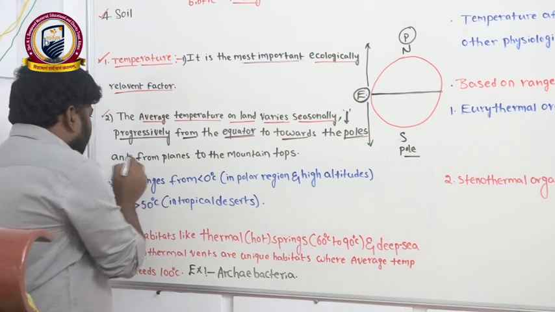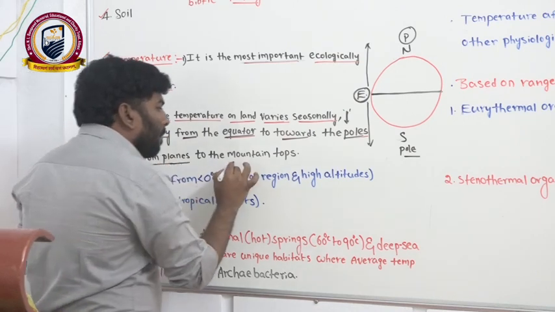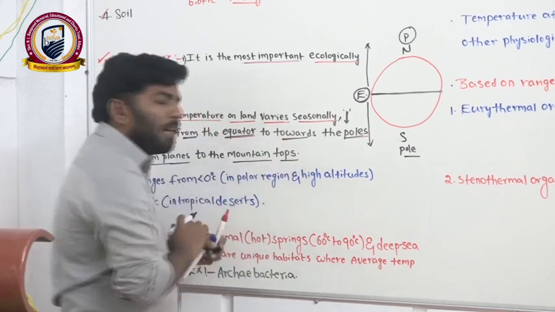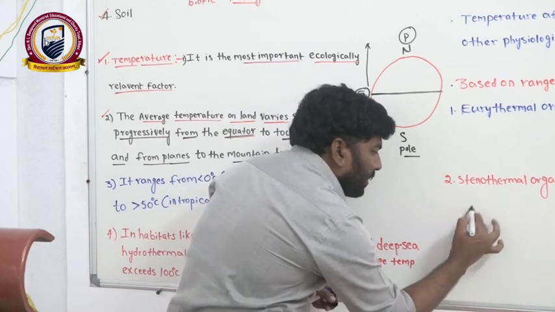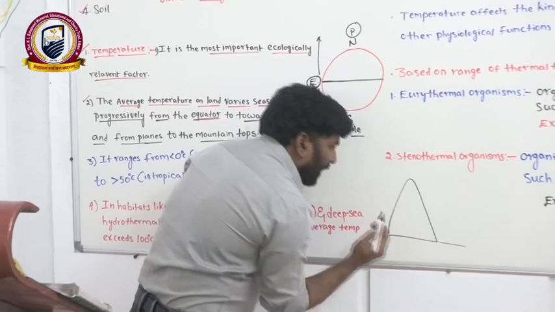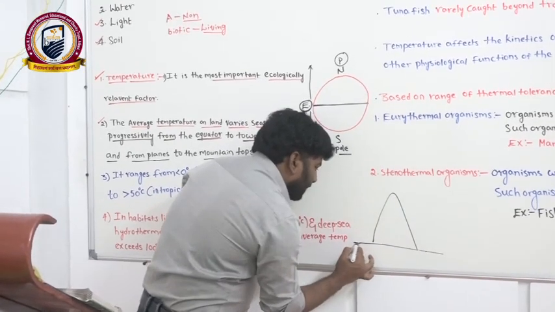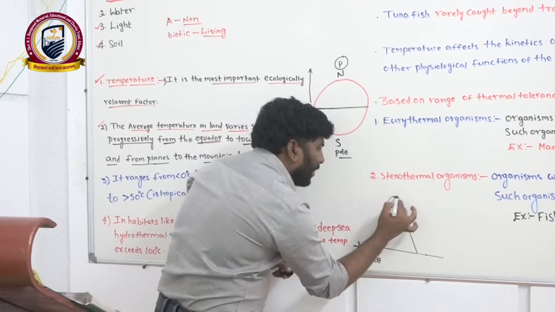Now the next point. From the plains to mountain tops also, the temperature decreases. It means, for example, this is the mountain, this is the plain. Now, plains to mountain tops.